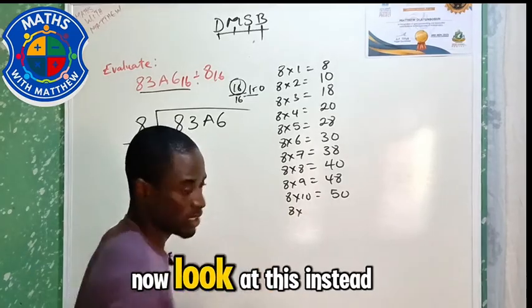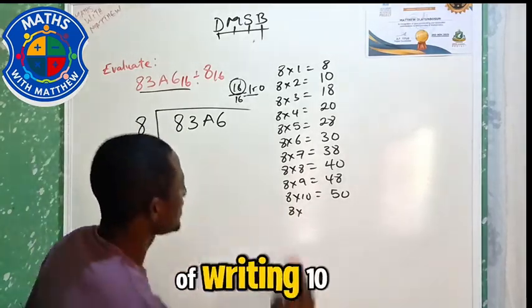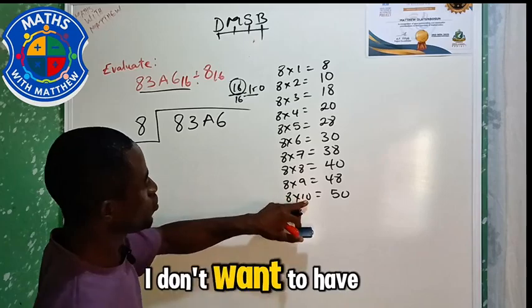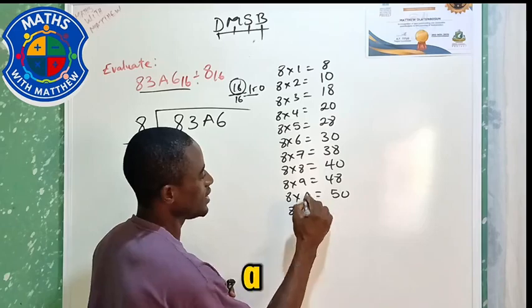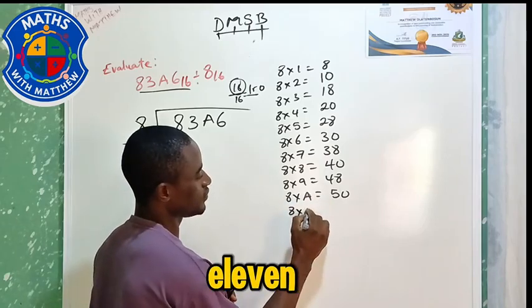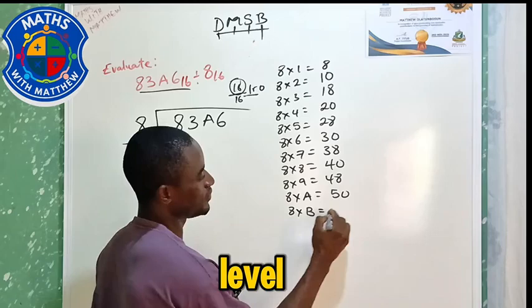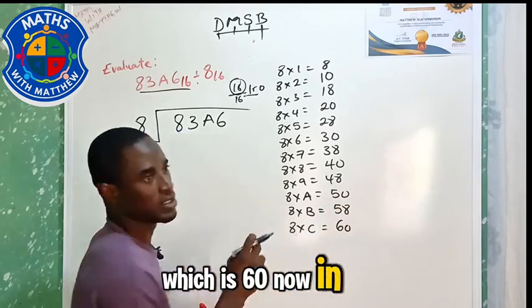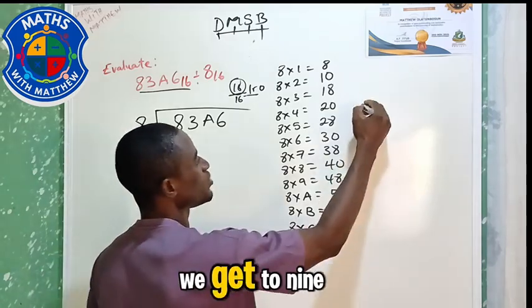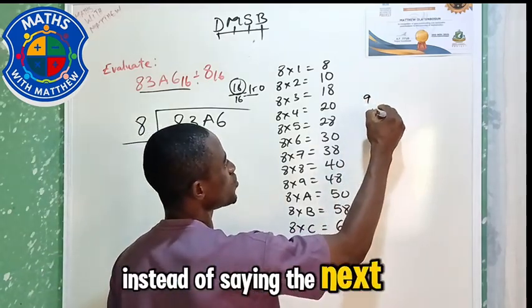8 times, now look at this. Instead of writing 10, because I'm working with base 16, I don't want to have 10. Let me change it to the alphabet, where 10 is A. So B is 11. This B that I'm writing here is 11, which gives us 58. 8 times C, which is 60. Now in hexadecimal numbers, when we get to 9, instead of writing the next one as 10, we don't write 10.